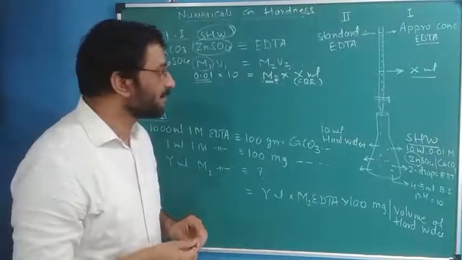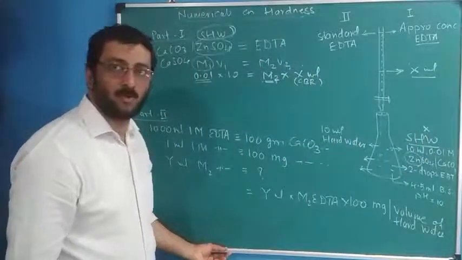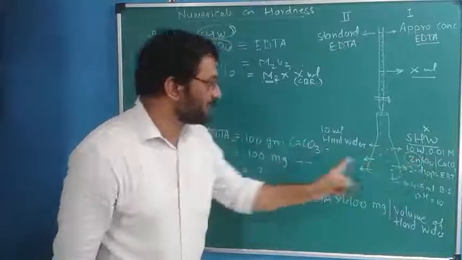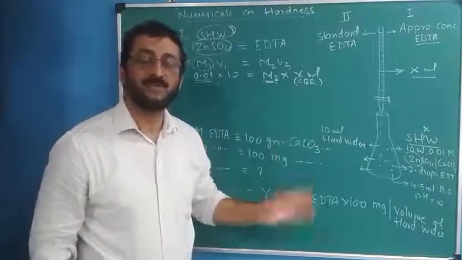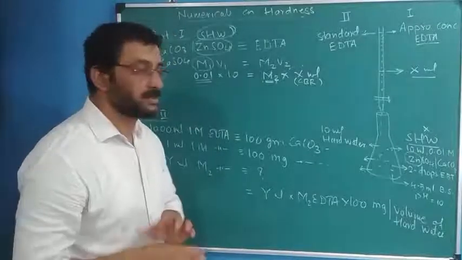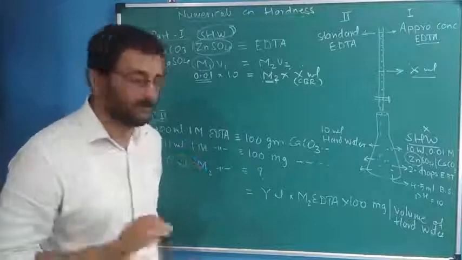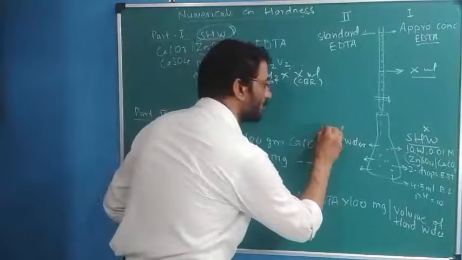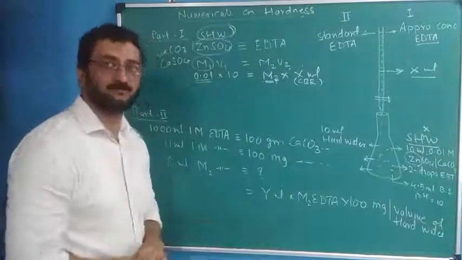What is the second part? In this second part we are not taking standard hard water. We are taking hard water, in which how many ions there are and what type of ions there are are not known to us, and we have to find that out. So 10 ml hard water I have taken here. Any hard water sample.